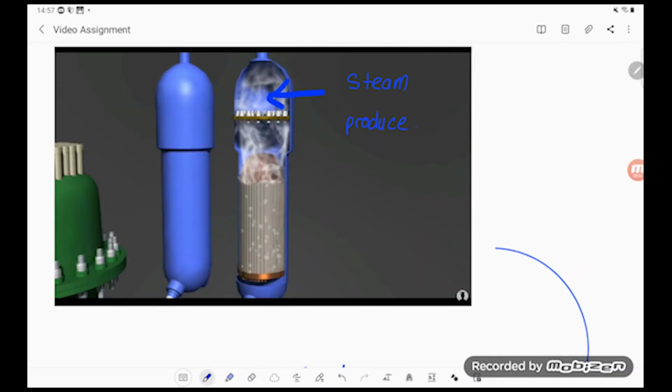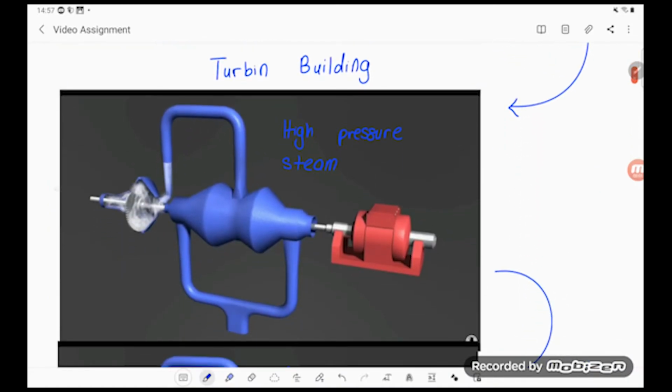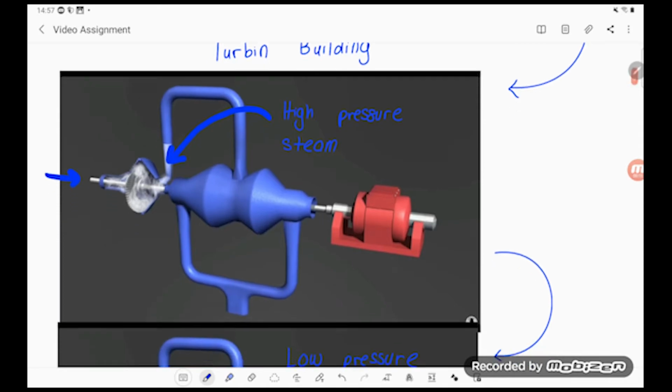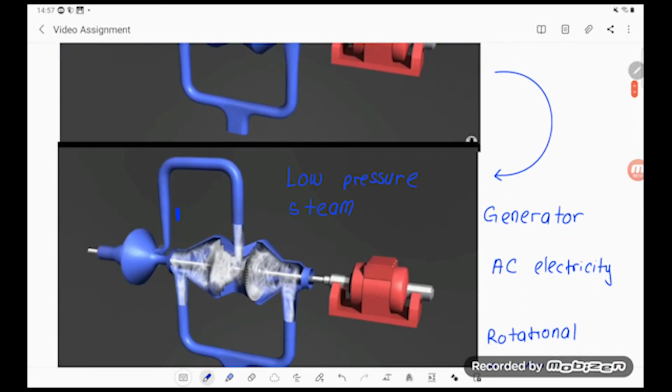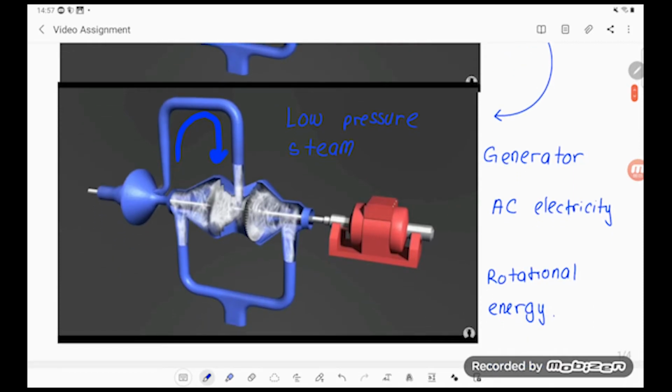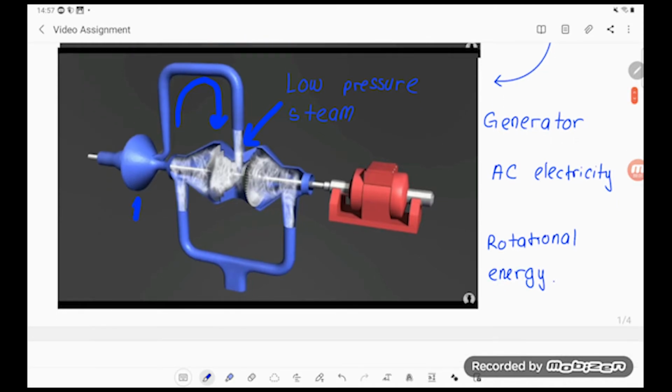Okay, now we can see that steam is produced, and then the steam will go through the pipe to the turbine building, and then the steam will go to the high pressure steam turbine and rotate the rod. Then the balance of the steam will enter the low pressure steam turbine, and we can see that all the turbines are connected to the rod. This is the rod, and the rod is connected to the generator.